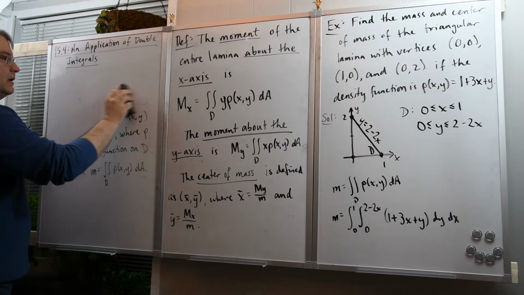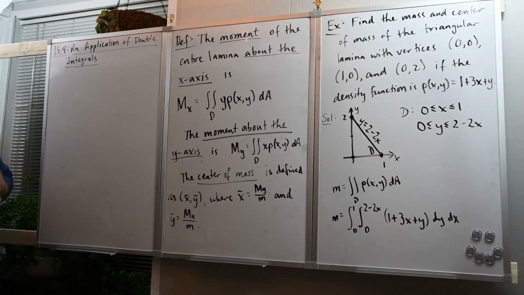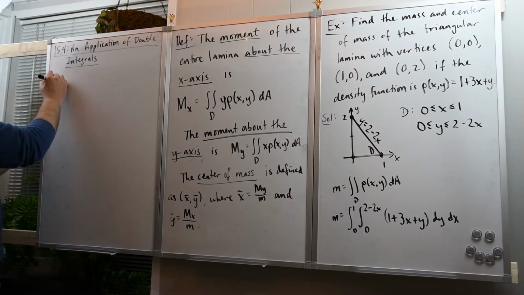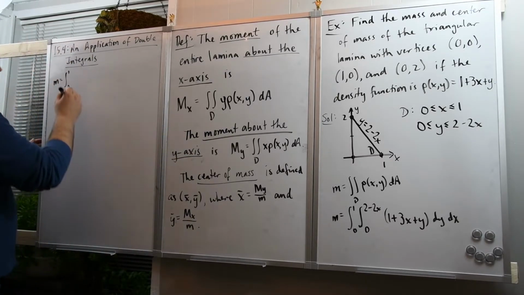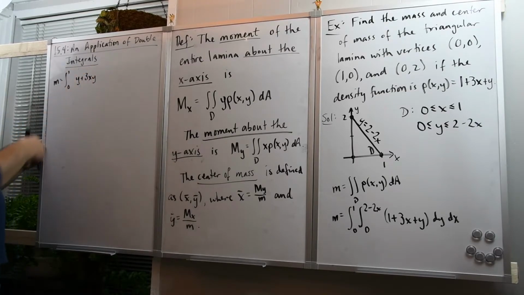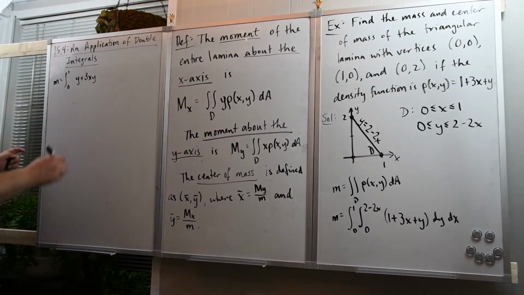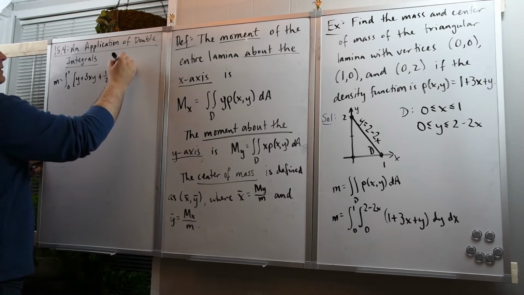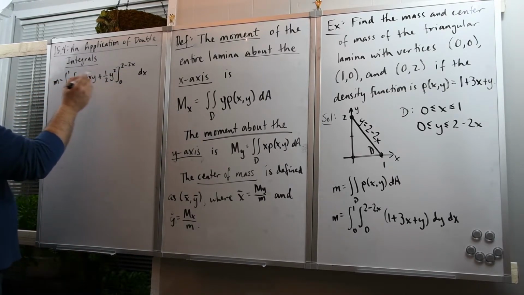Now, having set this up, it's time to figure out where to go from here. And where to go from here is to integrate the 1 plus 3x plus y with respect to y. So we'll have m with the integral 0 to 1 on the outside, and then we'll integrate the 1 with respect to y, which gives us y. 3x integrated with respect to y is 3xy, because remember, we're treating x as a constant when we integrate with respect to y. And then the y is going to integrate to one half y squared. We'll take that from 0 to 2 minus 2x. The 2 minus 2x will get plugged in for y, and then we'll subtract what we get when we plug in 0 for y.